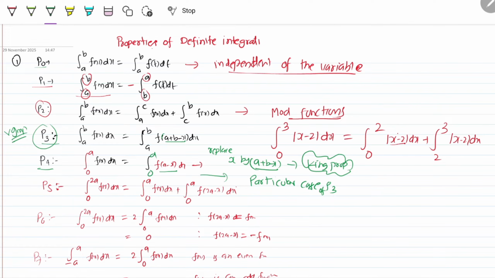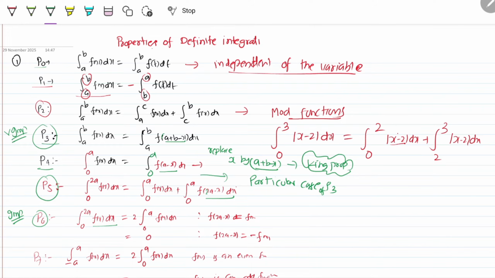Next, P5. According to P5, your integral 0 to 2a of f(x) dx can be written as 0 to a of f(x) dx plus 0 to a of f(2a minus x) dx. Okay, it is also sometimes helpful. Next, P6. According to P6, if your integral is 0 to 2a of f(x) dx, then this is also important.